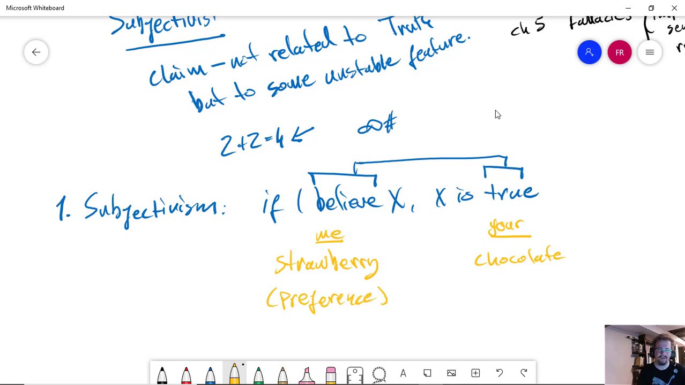And the funny thing is, you can't be wrong about your preference. Right? If you tell me that your favorite flavor of ice cream is chocolate, you can't be wrong about that. You might be lying, but you can't be mistaken. Other than, there's one possible way in which you might be mistaken.